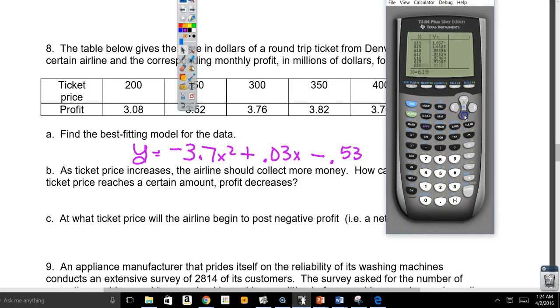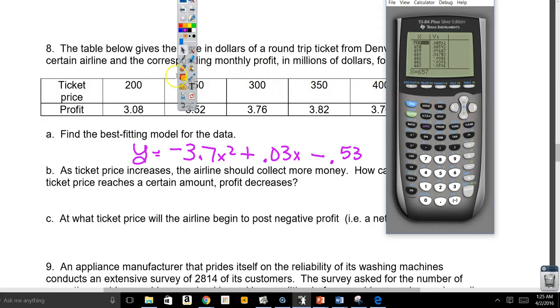Alright, so when ticket prices, there it went. So at 661 the profit became negative. So at what ticket price? At $661.